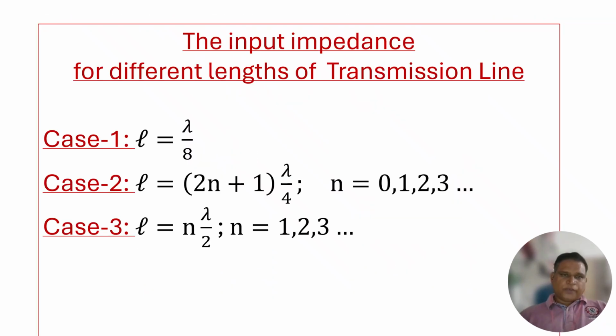For the input impedance for different lengths of transmission lines, we will see case 1, the transmission line length L is equal to lambda by 8; case 2, the transmission line length L is equal to (2n plus 1) lambda by 4; and case 3, the transmission line length L is equal to n times lambda by 2, where n is equal to 1, 2, 3 and so on.